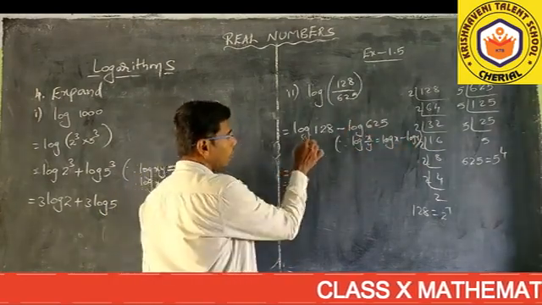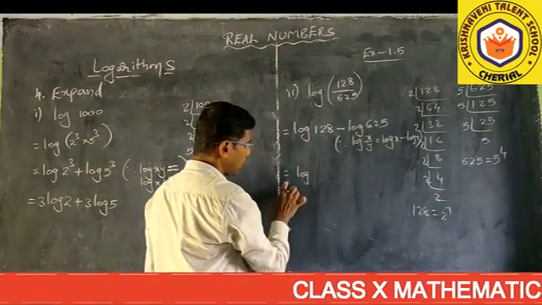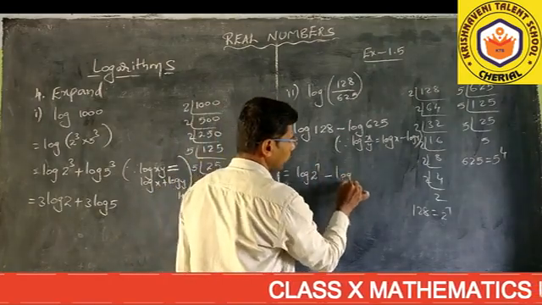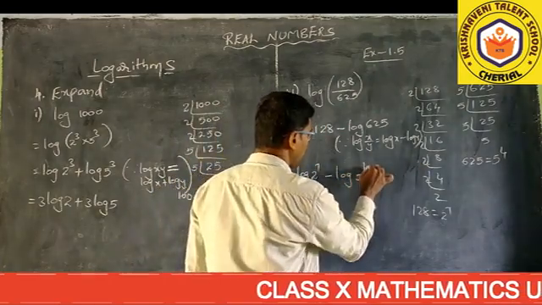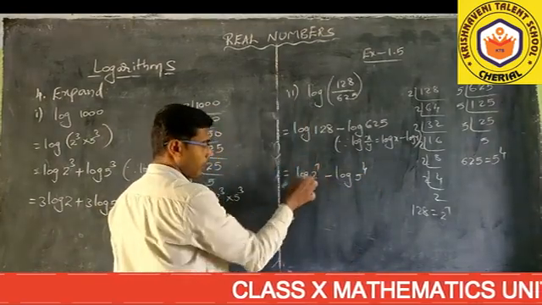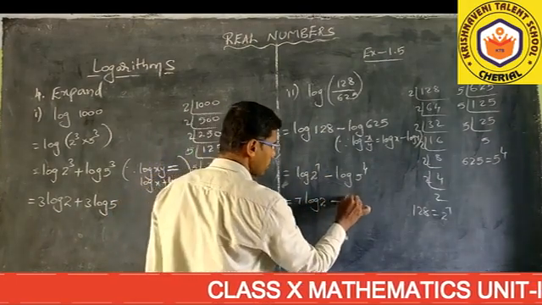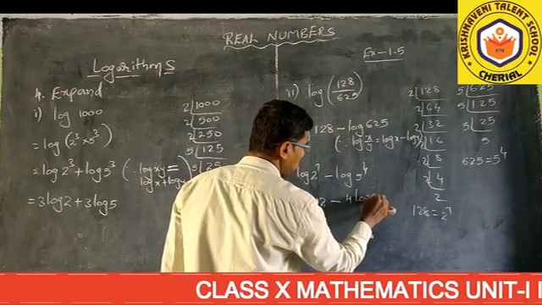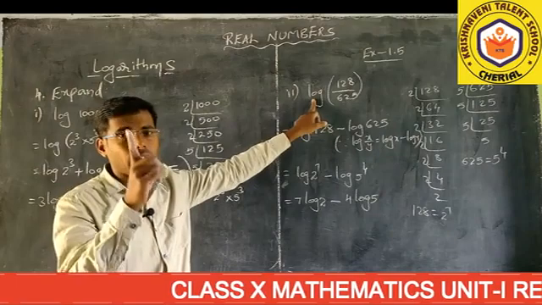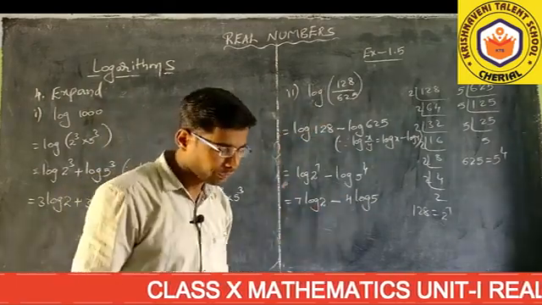Now, it equals log 128. 128, how can we write it? We can write it as 2 to the power of 7, minus log 625, which we can write as 5 to the power of 4. If we use the third law, log a to the power of 7 means 7 log 2 minus 4 log 5. Initially, how many logarithms are there? 1 log. Whenever you are expanding, how many logs are you getting? 2 logs.